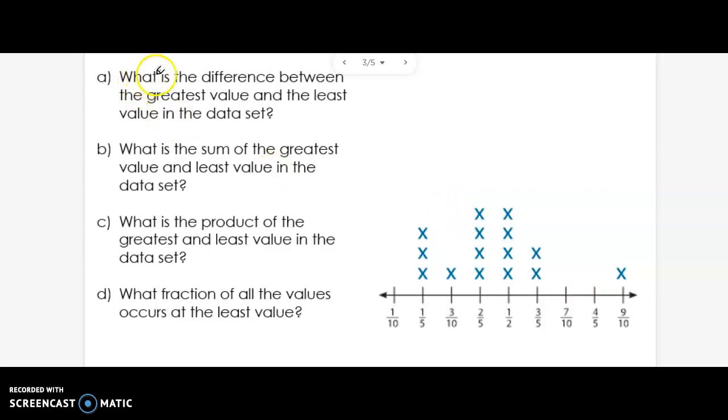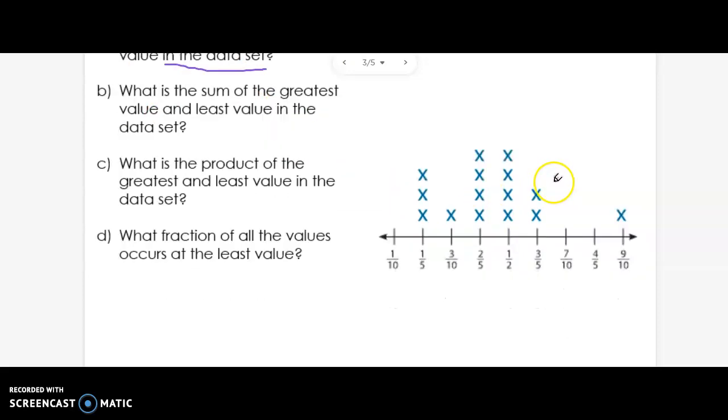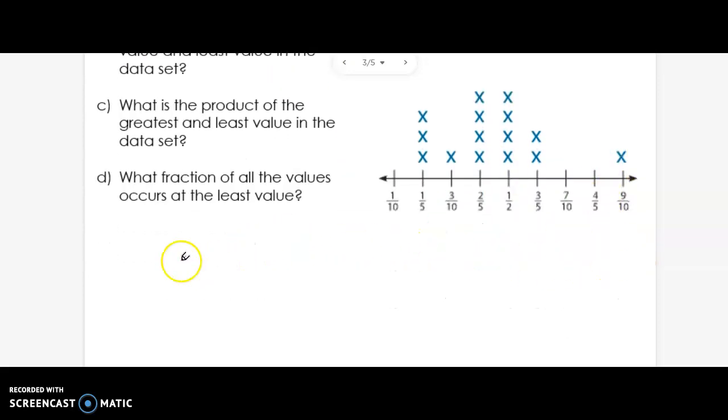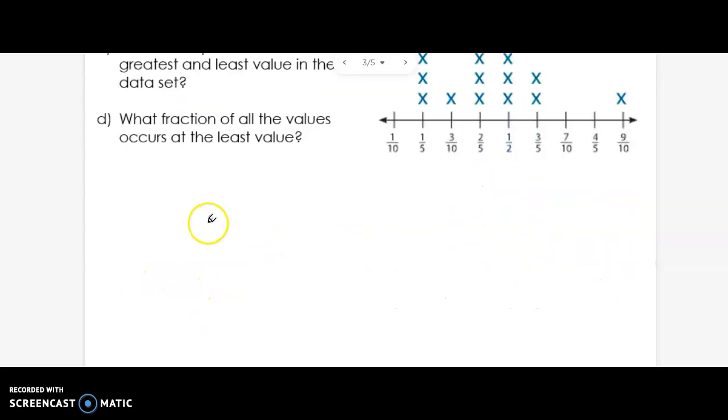All right. So they want to know the difference. So I'm going to do some subtraction between the greatest value and the least value in the data set. So it has to be numbers in my data set. So let's see here. My greatest value is 9/10. So I'm going to go down here and set this up. And my least value is 1/5. All right. So the difference would be 9/10 take away 1/5.